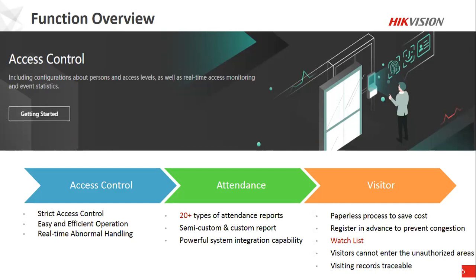Then we look at easy and efficient operation, and real-time abnormal handling. We'll physically go there. We also have our attendance, with the different types of attendance reports that we can pull. We can pull a daily report, a monthly report, or an hourly report. I want to see how many people entered, and who entered, in the last 30 minutes, the last hour, last day, last month. We're able to do so.